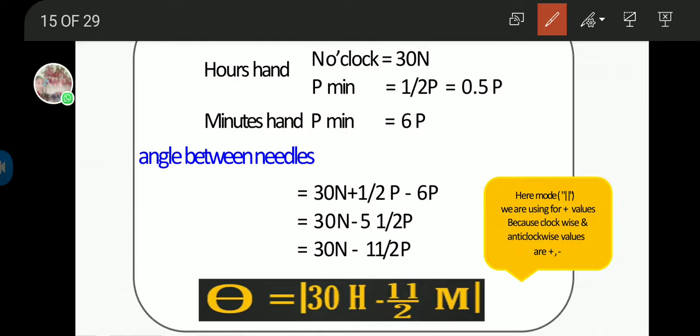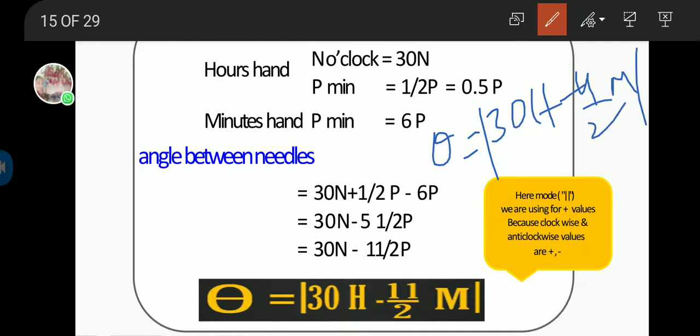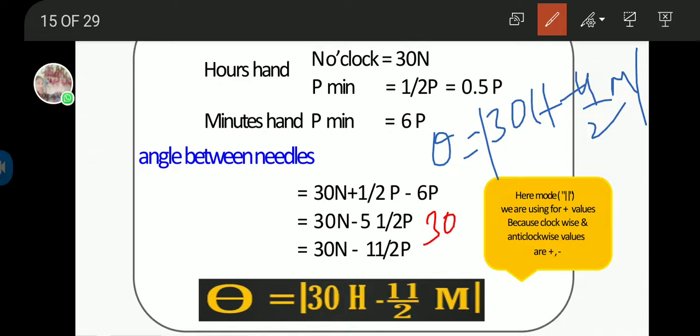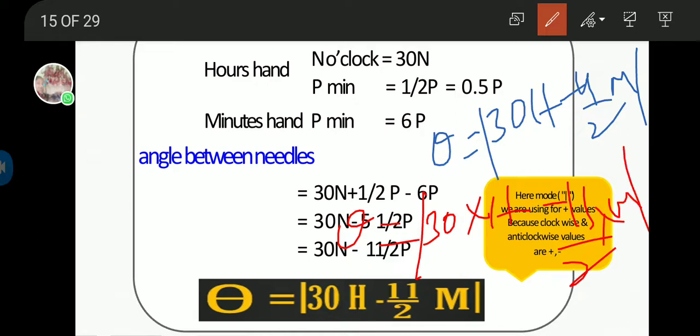Theta equals 30 hours minus 11 by 2 minutes, in mode. Whatever answer you get, either plus or minus, the answer could be plus, that's why we indicate a mode there. Please practice: theta equals mode of 30 hours minus 11 by 2 minutes. That means 30 into hours, minus 11 by 2 into minutes, and mode.